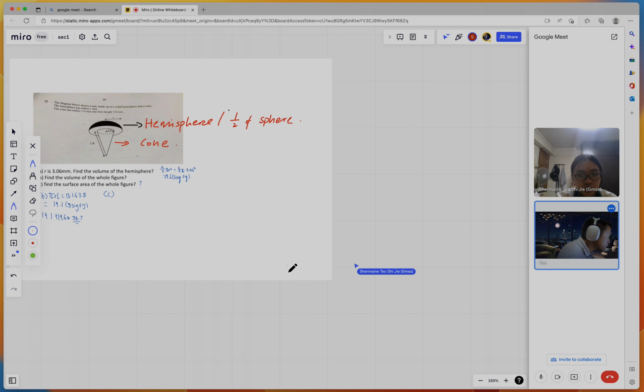Okay, good. So the first question is, if the radius is 3.06, which is this one, 3.06 millimeter, right? So actually, they give you the radius. This 3.06 millimeter is the radius of what? The cone or the sphere?